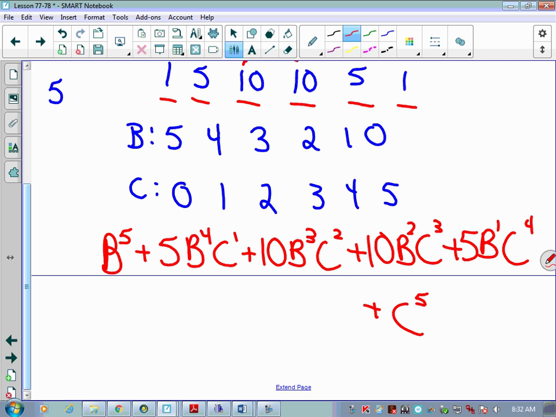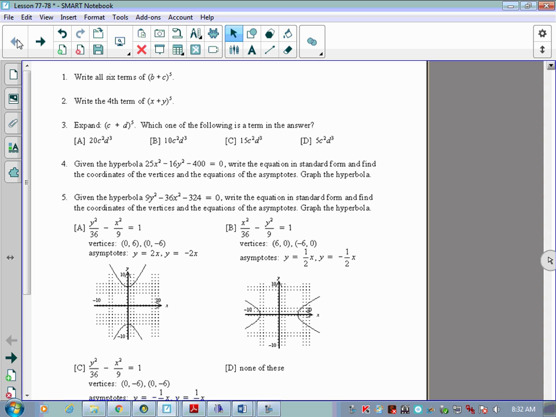Okay, any questions about this? We covered this in Algebra 2, so it should be more of a reminder than anything else. If we look at question number 4, notice it says just write the fourth term, and you'll notice it's very similar. It's x plus 5 to the fifth.